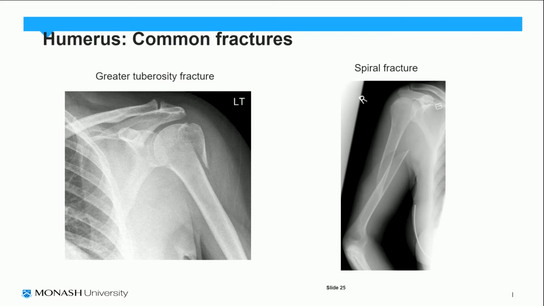So here on the image on the left, we have a fracture of a greater tuberosity. And then on the image on the right, we have a spiral fracture with a separation of the 2 parts of the bone.